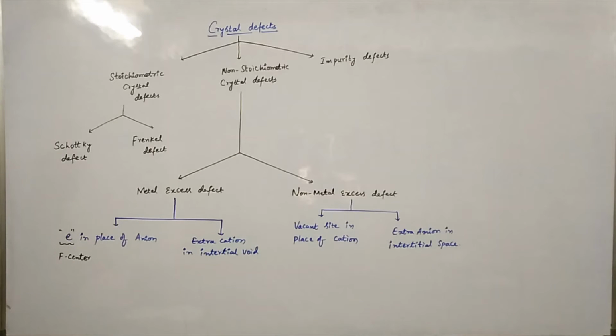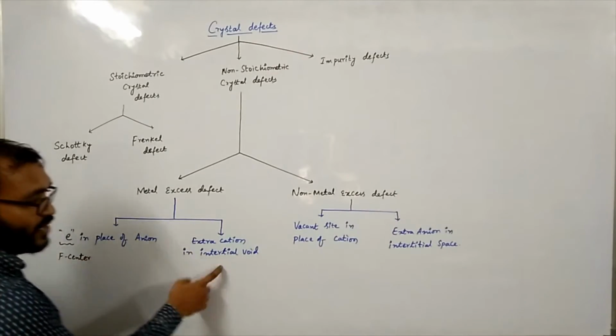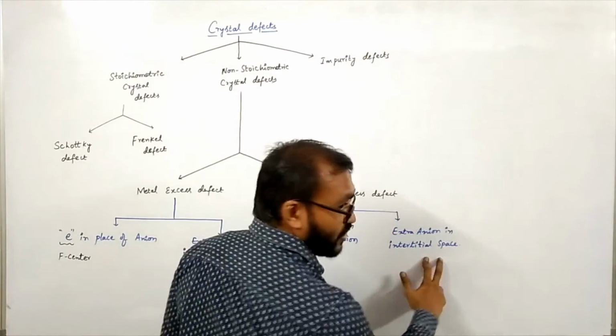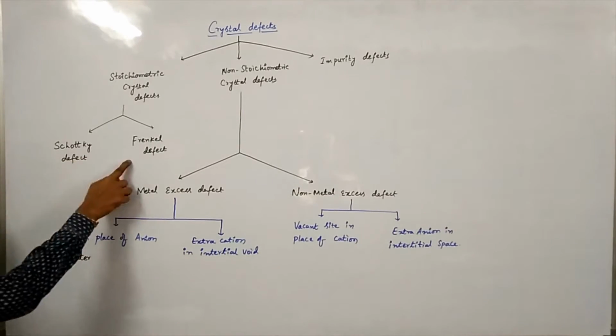So these are the types of crystal defects: stoichiometric crystal defects, non-stoichiometric crystal defects, impurity defects, Schottky defect, Frenkel defect, metal excess defect, non-metal excess defect. Metal excess has two types: F centers and extra cation. Non-metal excess is cation missing, extra anion. Now let me start our discussion with Schottky defect. So totally we will discuss seven.